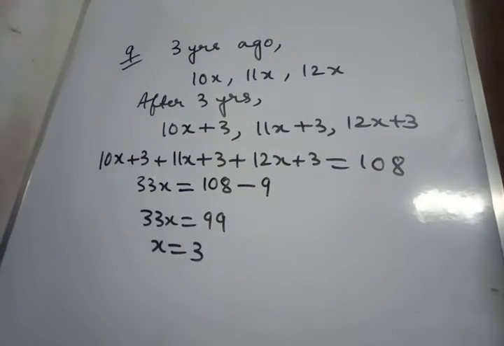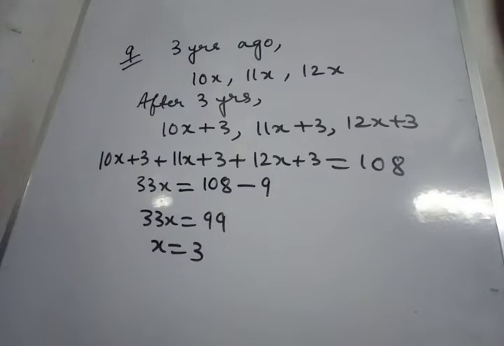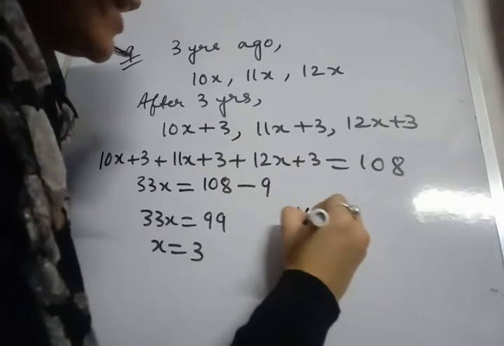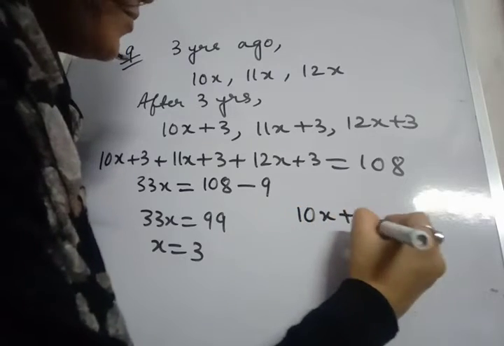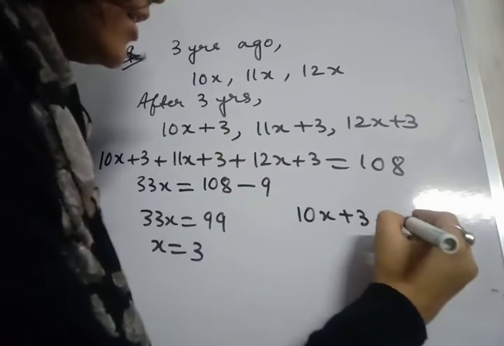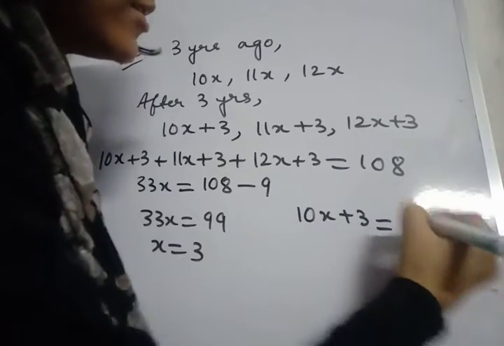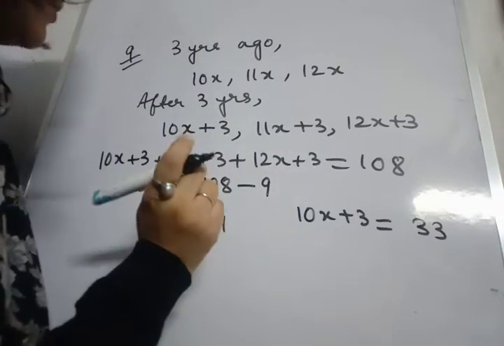Okay. Now we have to calculate their present ages. Present ages. So one of the ages is 10x plus 3. So we have to put the value of x. So 10 into 3, 30 plus 3, so 33 years. This is the age of the first man.